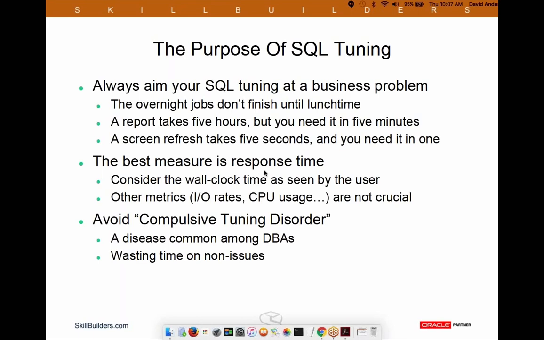And we want to avoid compulsive tuning disorder. DBAs and some developers will spend a lot of time trying to get something to run in 1 second that's taking 5 seconds when there's no business need or business problem that it solves. Response time is the best measure. And watch out for compulsive tuning disorder.